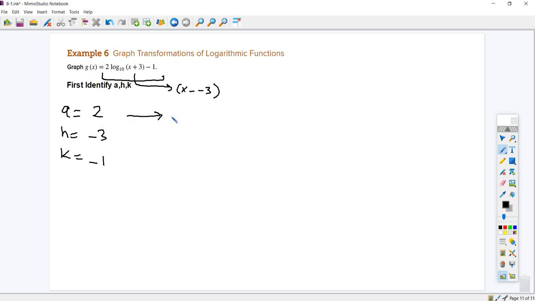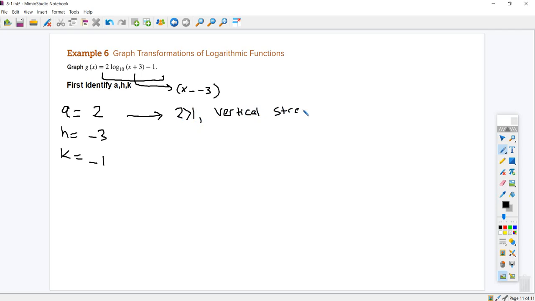Remember, A has 2 effects, reflection and dilation. We don't have a reflection here. Why? Because A is positive. No reflection at all. But A is 2. It is more than 1. 2 is more than 1. That means it's a vertical stretch.